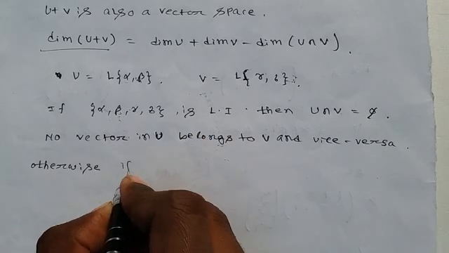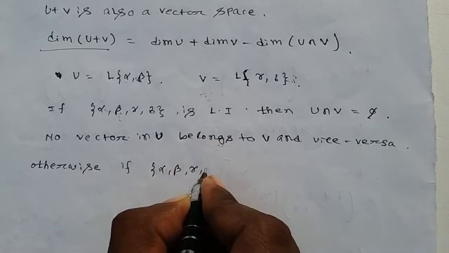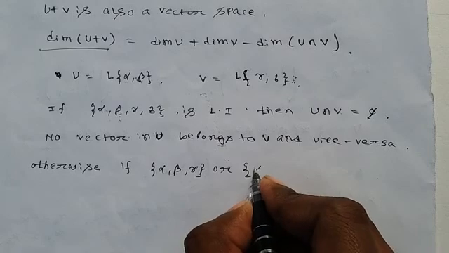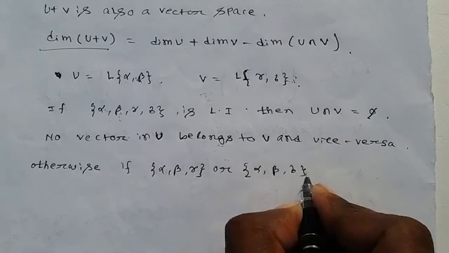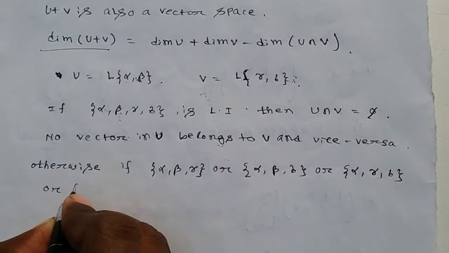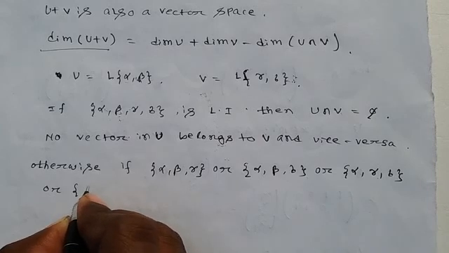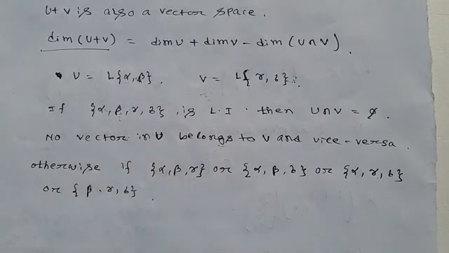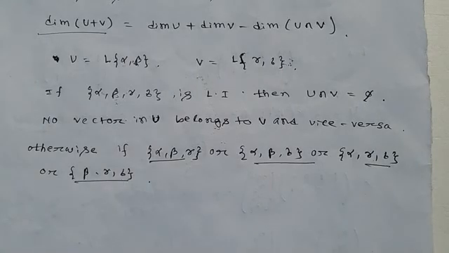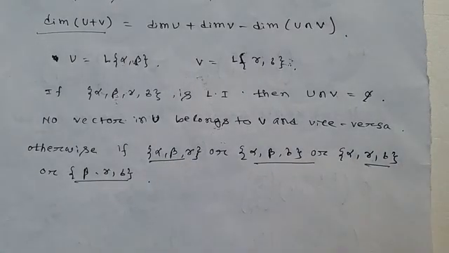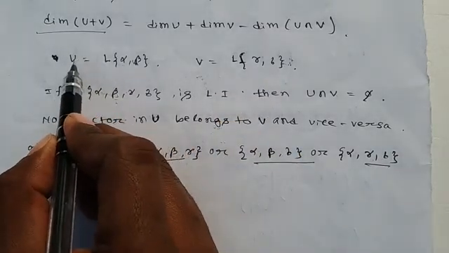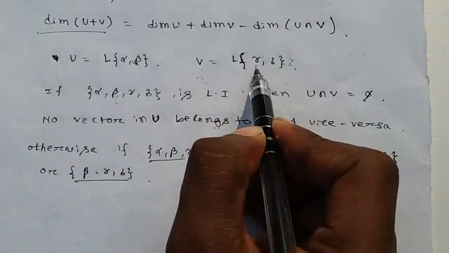now we check if alpha, beta, gamma, or alpha, beta, delta, or alpha, gamma, delta, or beta, gamma, delta. Now we check whether any of these four sets is linearly independent or not. If all of these are linearly independent, then any one of these vectors belongs to the other vector space and vice versa.